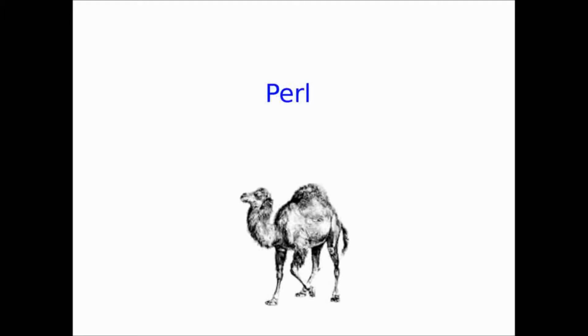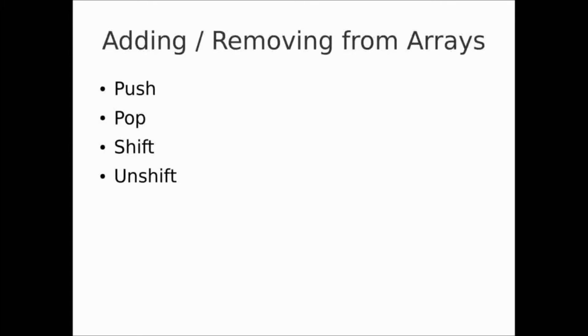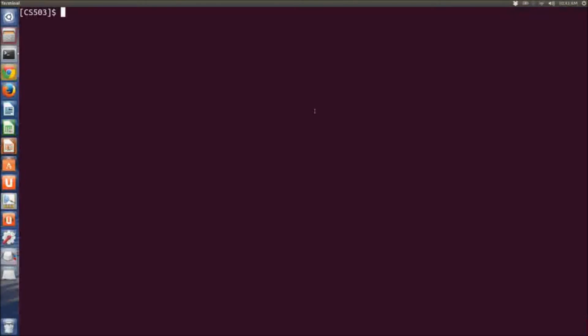The first thing is how we actually add and remove things from an array. There are 4 commands that we need to know: push, pop, shift, and unshift. And they do opposing things. Let's take a look using Perl. So here I have an array.